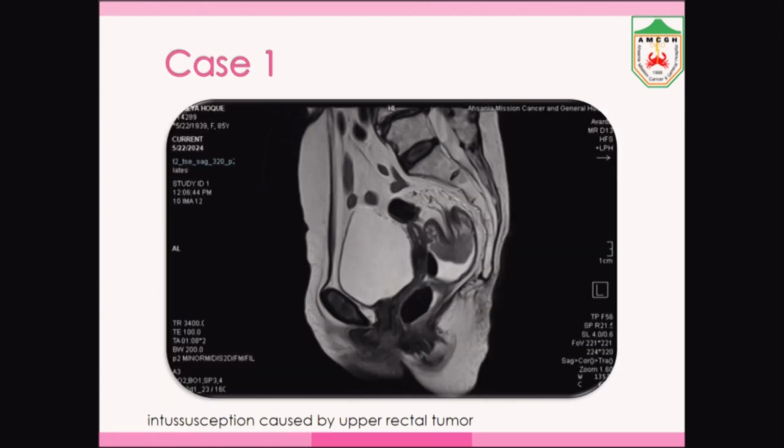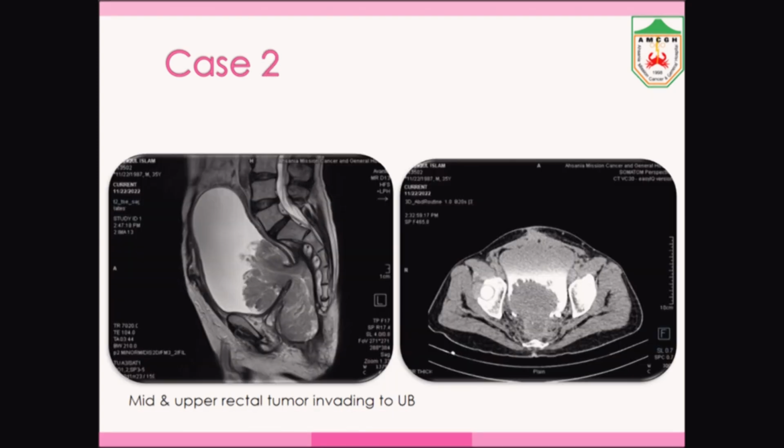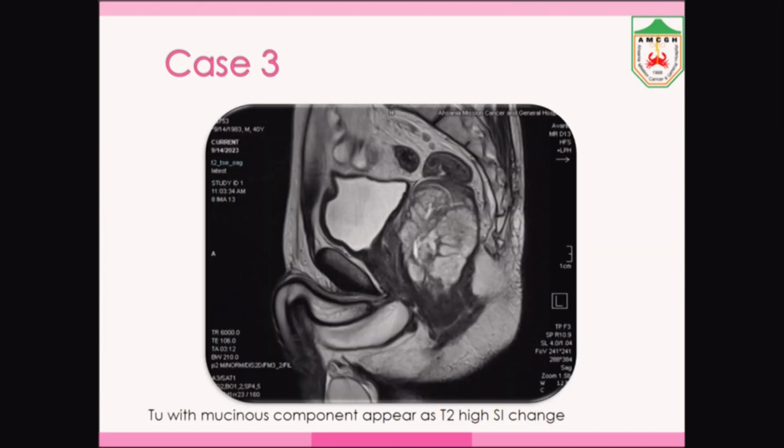This is a case in our institute where the upper rectal cancer is associated with intussusception. This is a stage 4B cancer, the carcinoma in the mid and upper rectum invading the adjacent urinary bladder. This is the carcinoma of the middle rectum showing the mucinous component.